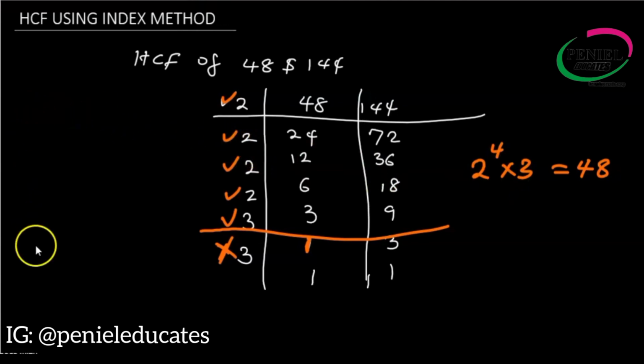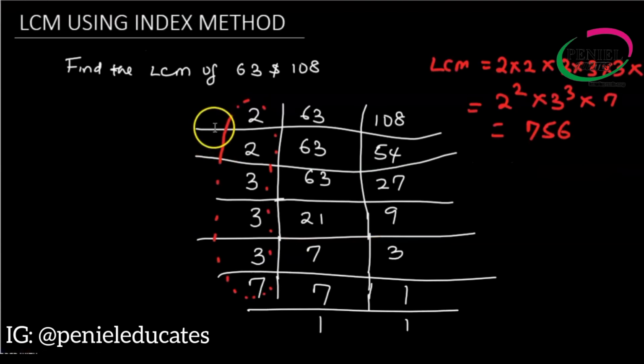But if you are looking at lowest common multiples, what you just do is multiply everything here, whether it is divisible by itself or by one of them. So you multiply everything here, then you get your lowest common multiple. But for the highest common factor, you take the ones that can divide both of them equally, you multiply them together, and you get your HCF.